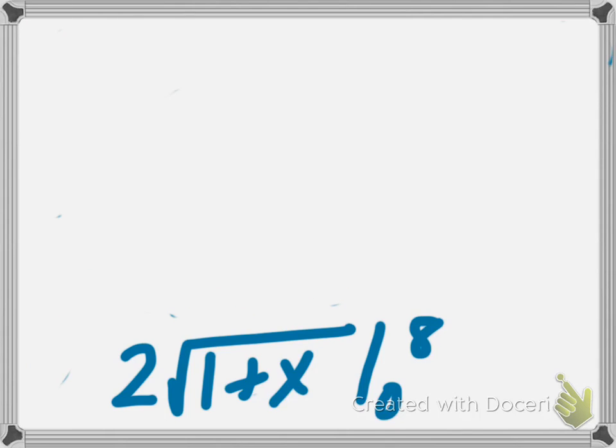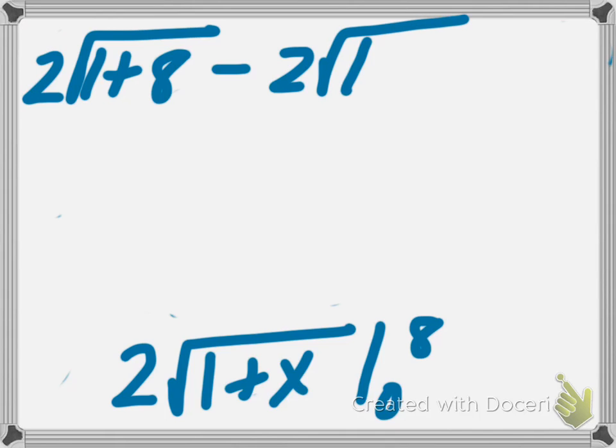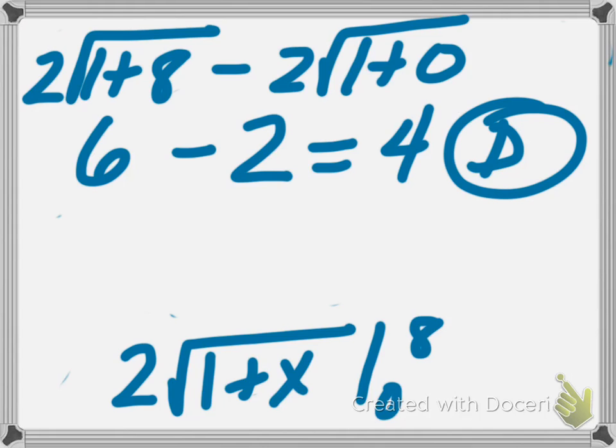Okay, so now I'm going to plug 8 into there, and then we're going to subtract what happens when we put 0 in there. So 1 plus 8 is 9. The square root of 9 is 3. 3 times 2 is 6. 1 plus 0 is 1. The square root of 1 is 1. 1 times 2 is 2. And you will get 4, which is choice D.